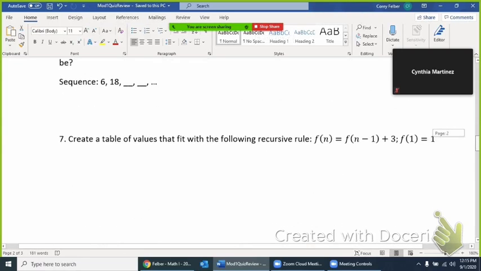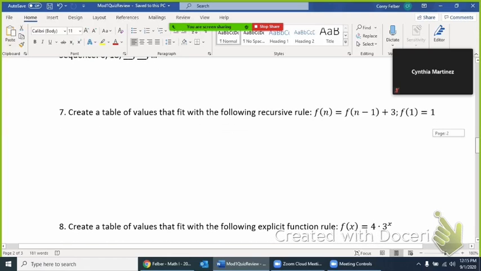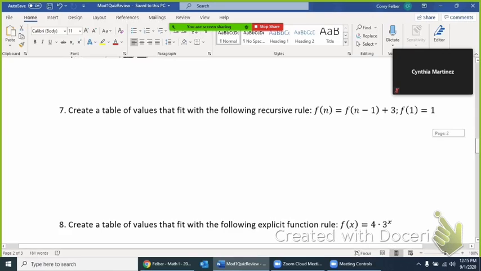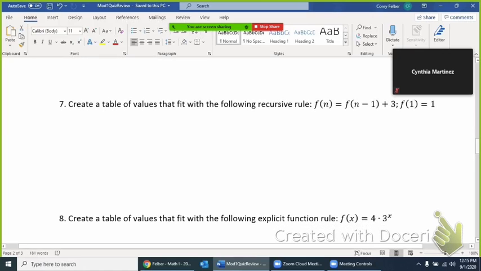Alright, let's see here. Okay, 7 says to create a table of values that fit with the recursive rule. I don't know if you guys remember the time where I told you that if I give you this list, you have to make the first 5 numbers of it. So if this was your recursive equation, somebody tell me out loud, what would be the first number of our list?